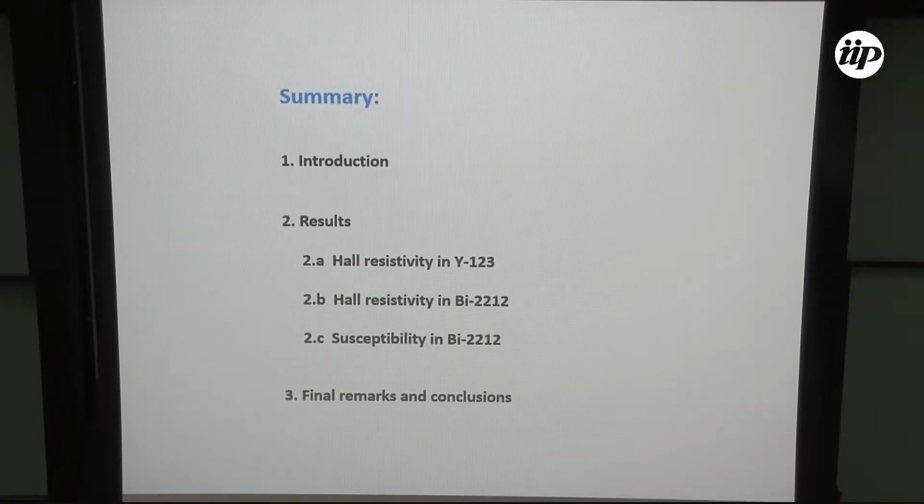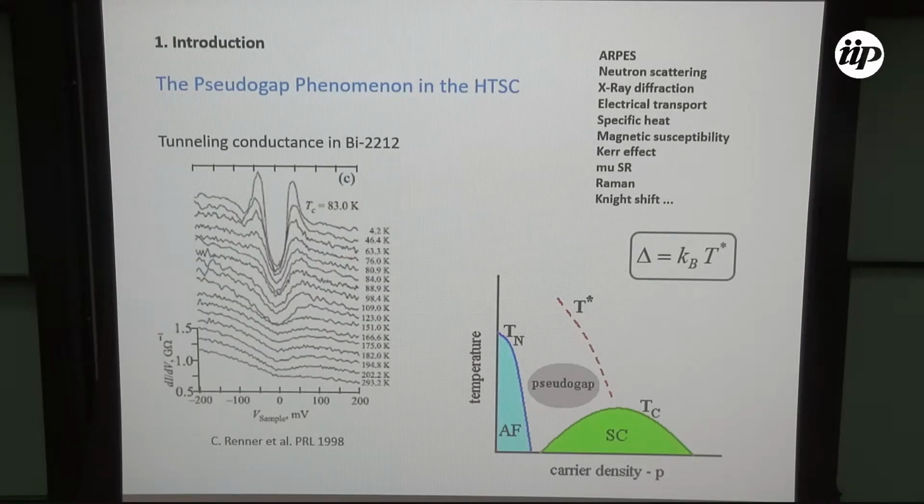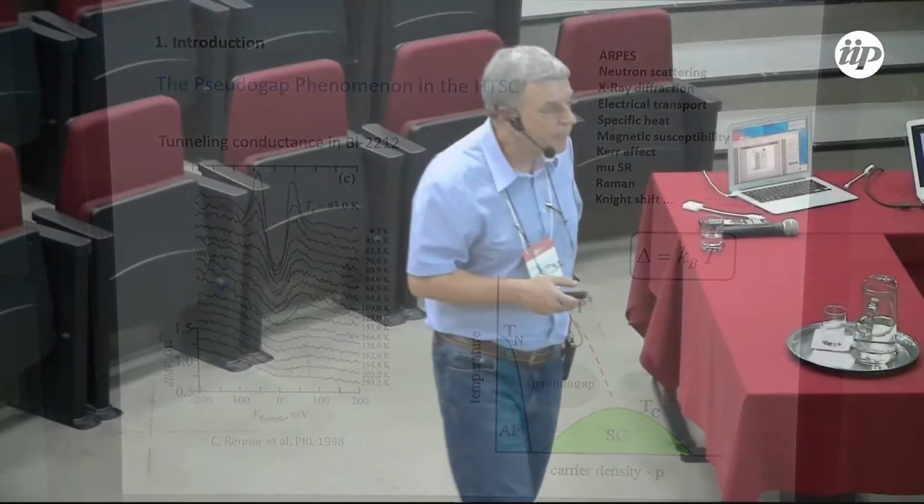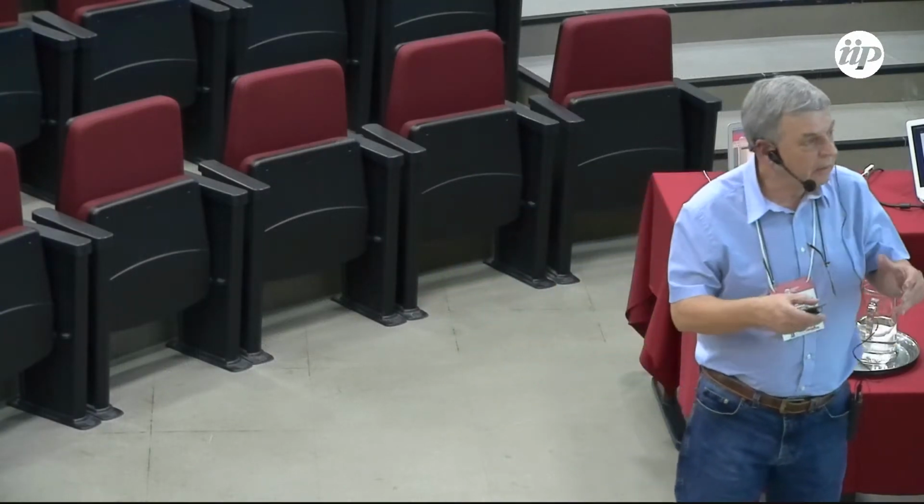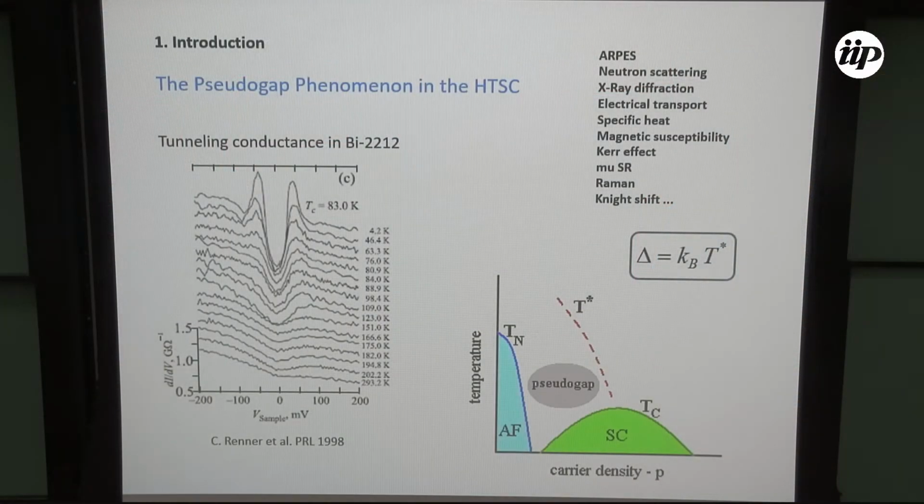This is a brief summary. I intend to be brief because the previous talk gave already much of the information. I intend to make some history, some previous results that were obtained that give origin to the pseudogap phenomena in the high temperature superconductors.